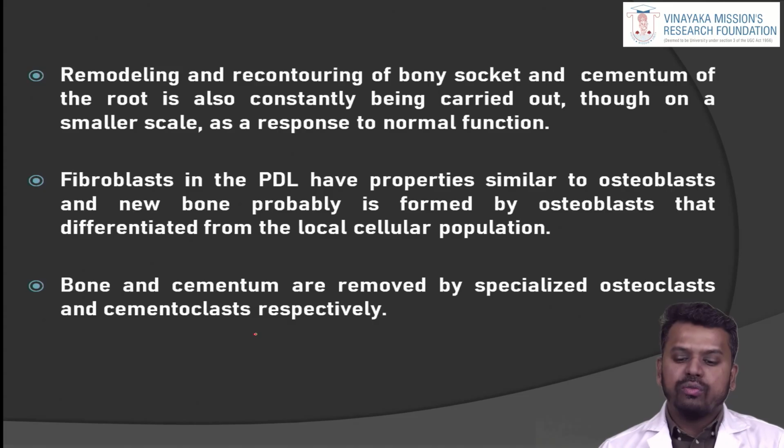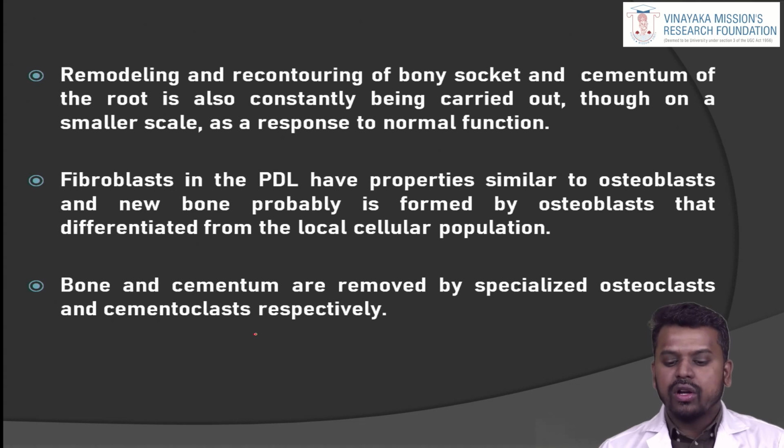The same cells can serve as both fibroblasts, producing new collagenous matrix material, and fibroclasts, destroying previously produced collagen. Remodeling and recontouring of the bony socket and the cementum of the root is also constantly being carried out, on a smaller scale, as a response to normal function. Fibroblasts in the PDL have properties similar to osteoclasts, and new bone probably is formed by osteoblasts that differentiate from the local cell population.